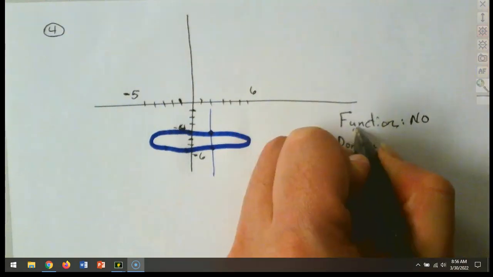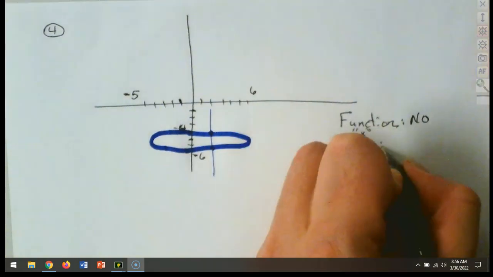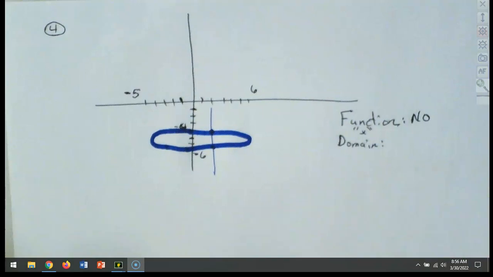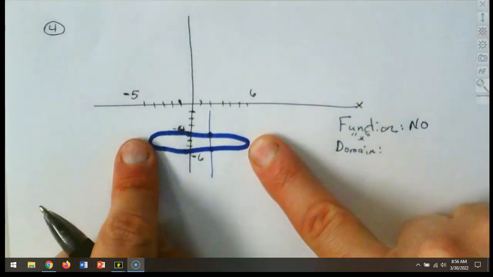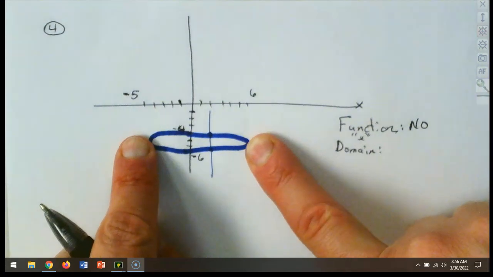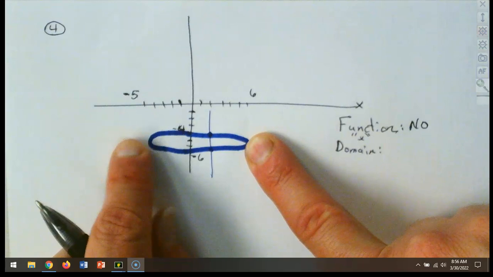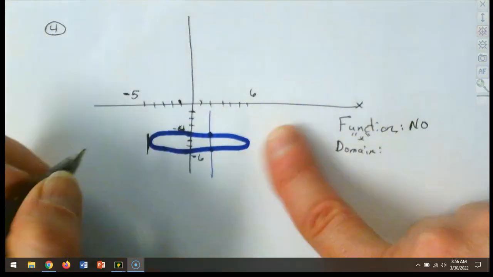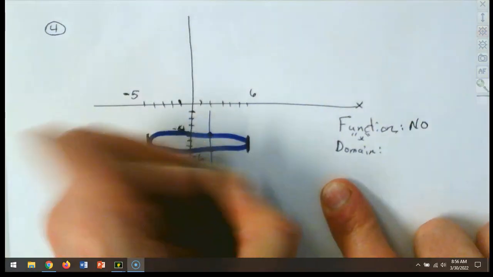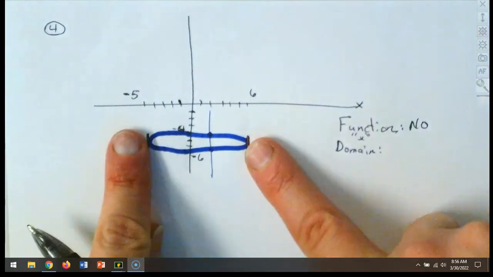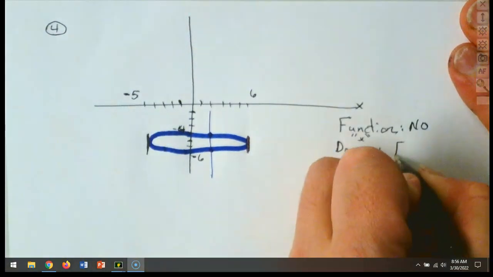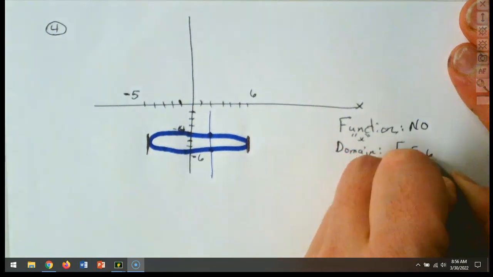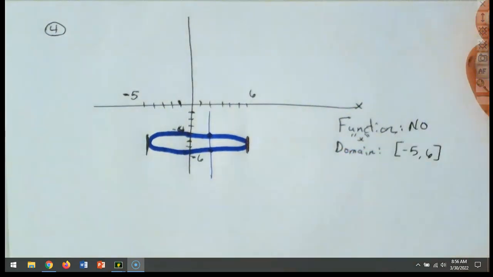And the domain is the values of x. So I went ahead and labeled these on the x-axis because here's your x-axis. And where does this ellipse go to on the x-axis? Well, working from left to right, it looks like on the x-axis, it's at -5, and where does it end at? On the x-axis, looks like it's at +6. So your domain would be square bracket, -5 to +6.